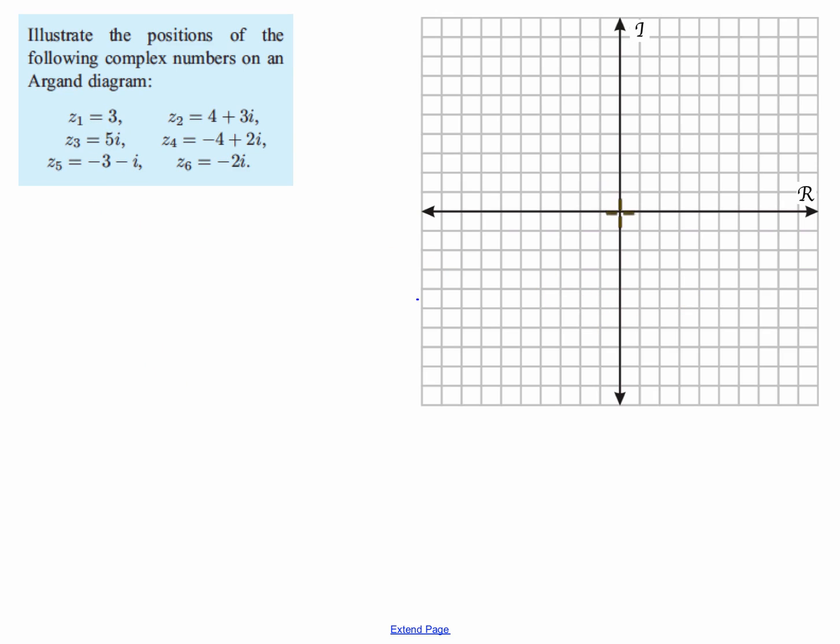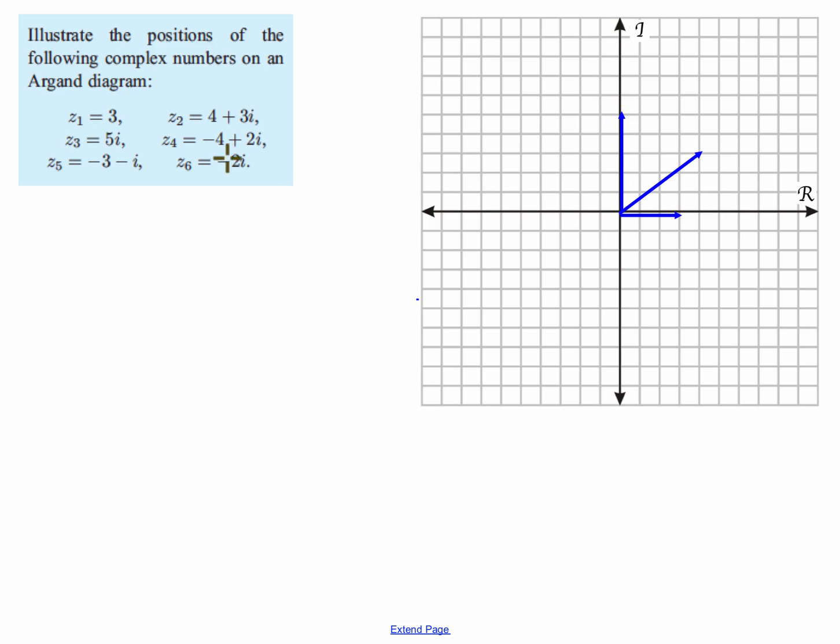Z sub 1 is equal to 3. It would start at the origin and just go over 3, on the real axis. Sorry about the inaccuracy. Z sub 2 is 4 plus 3i. So 1, 2, 3, 4, and 1, 2, 3. Got it, that's a lot better. Z3 is 5i, so that's just going to go straight up: 1, 2, 3, 4, 5.